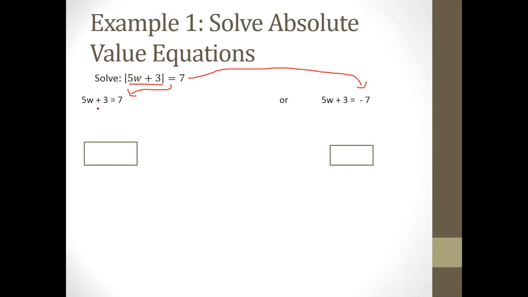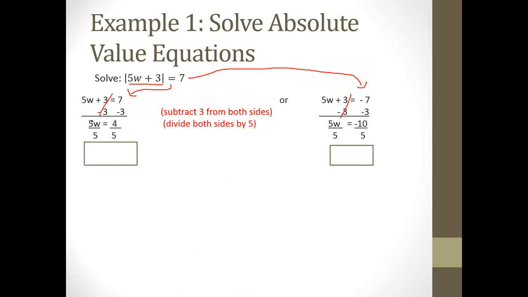Begin solving by subtracting 3 from both sides of the equation. So -3 from both equations. In the equation on the left, we carry down our 5w, and 7 minus 3 gives us 4. We divide both sides of the equation by 5, and we get w equals 4/5. On the right side, we carry down our 5w, and then -7 minus 3 gives us -10. We divide both sides by 5, so w equals -2. So these are our two possible solutions. w could be 4/5 or -2.